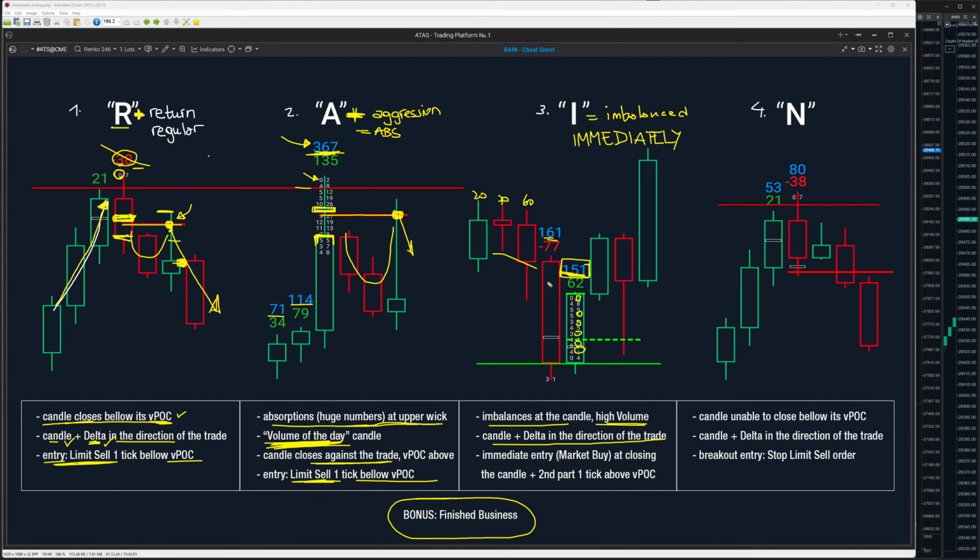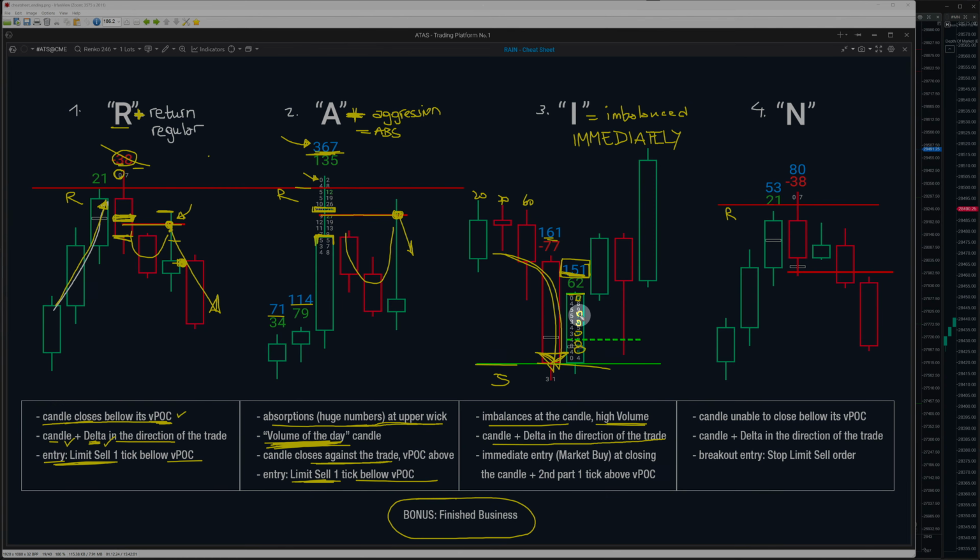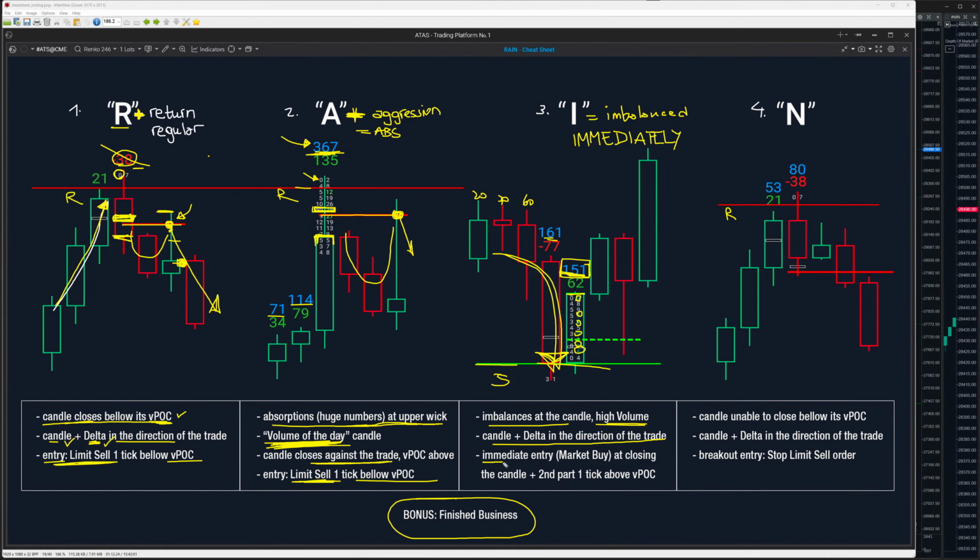This was the reaction to the support, unlike the first and the second case, where it was the resistance. And this is the support. So there is a reaction to the level. And this candle is being printed with very high volume, with a lot of imbalances. So there is an immediate entry, market buy, at the closing of the candle. The candle closes, you see the I letter, and you open immediately with a market order.